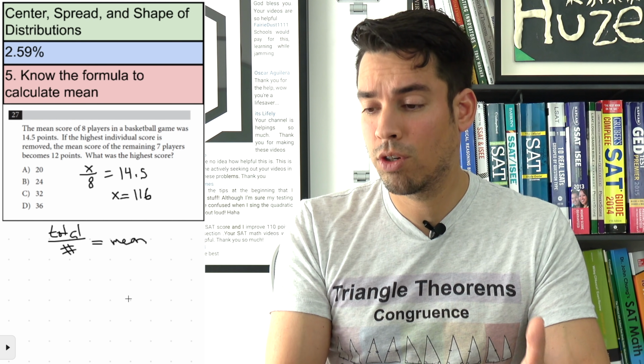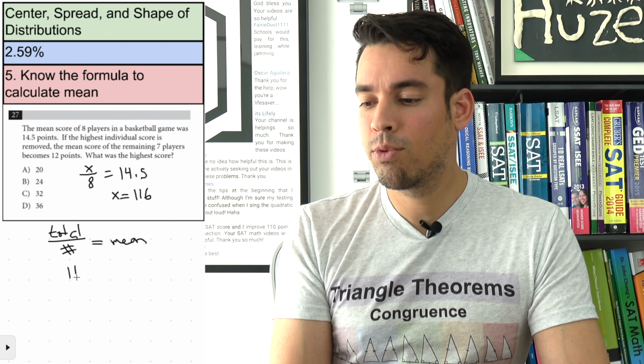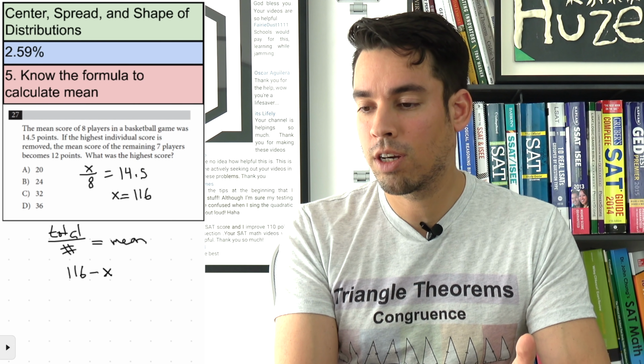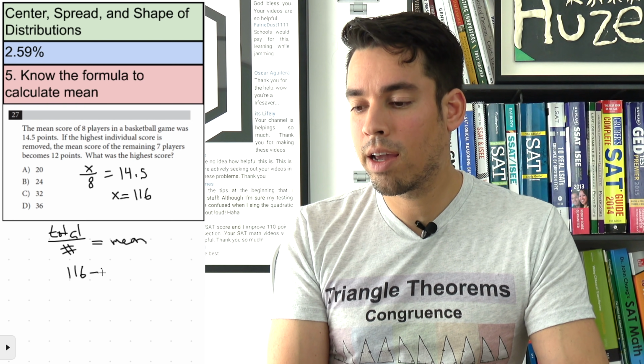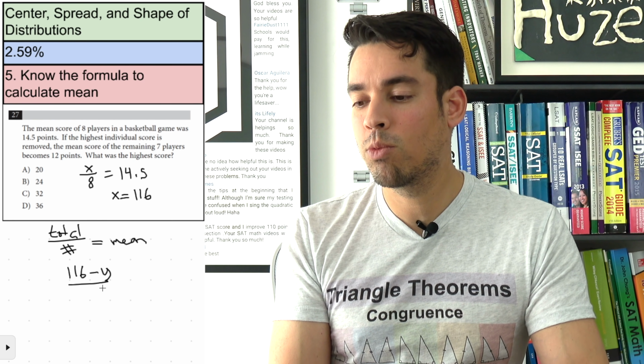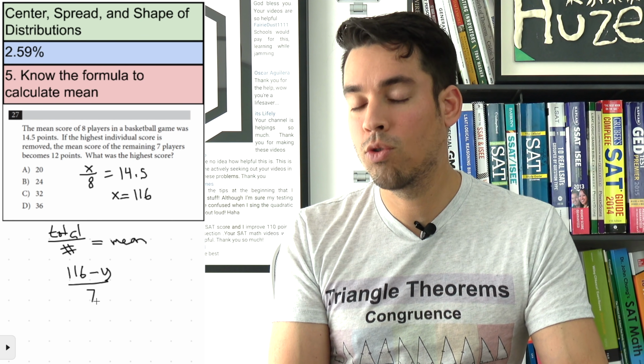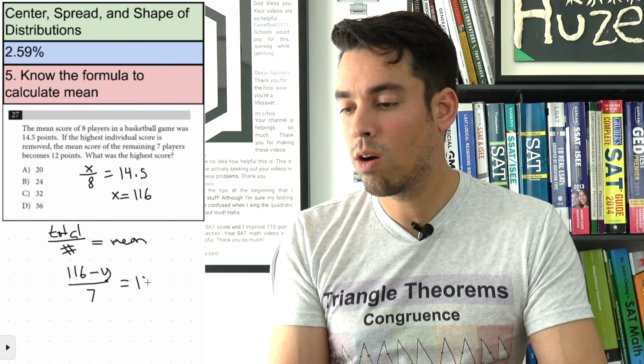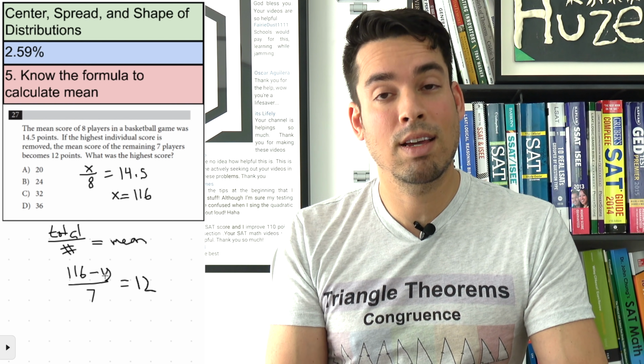Now I plug that into a new equation. I say if we remove my highest score, I'm going to use x. Actually, let's change it up. I'm going to use y for my highest score. If I remove the highest score, the new average, now out of 7 players, so now it's divided by 7, equals 12. What is the highest score? Meaning what is that value of y?